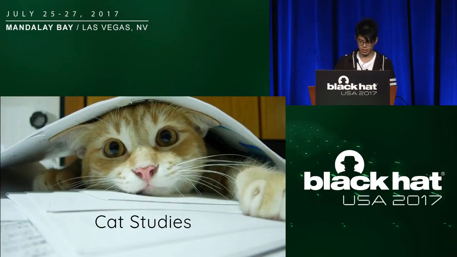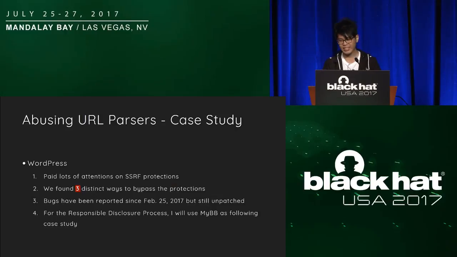Okay, case studies. This is not a typo, case studies. Let's study some real-world cases. WordPress is a very famous web application, and it pays lots of attention to SSRF. But we still found 3 different ways to bypass the protections. The bug was reported several months ago but is still unpatched. For the responsible disclosure process, I will use MyBB as my case study instead. However, these techniques are very general, so I think you can use them anywhere.